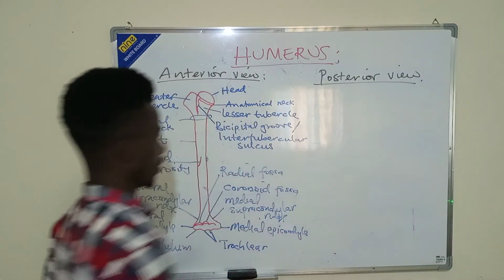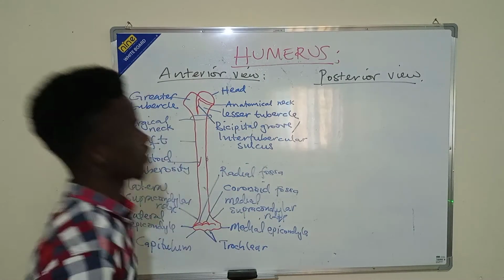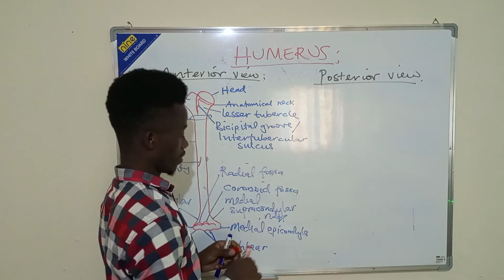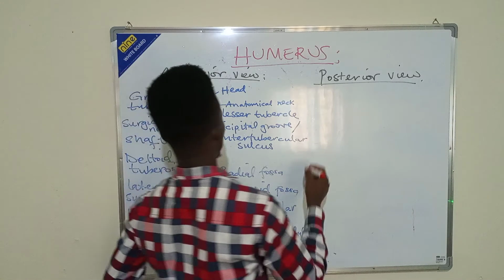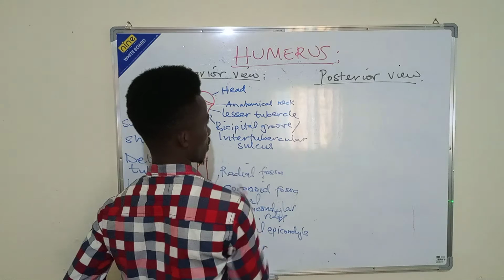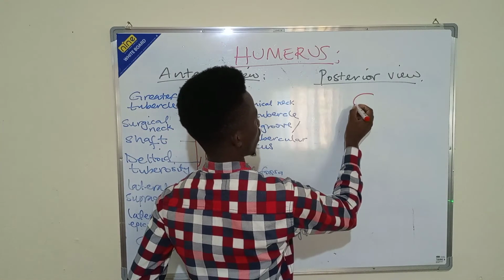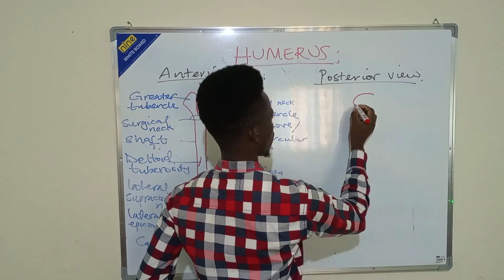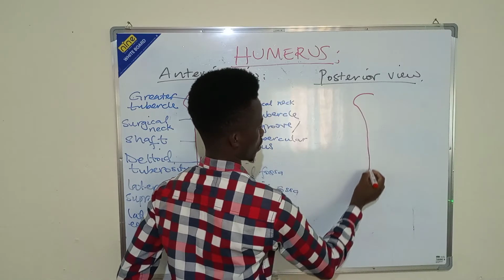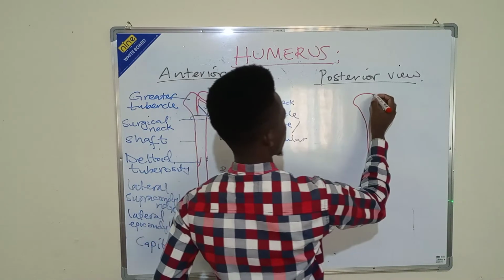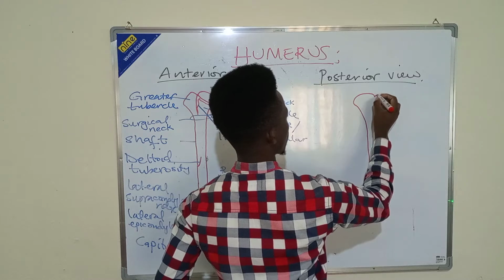So from the posterior view, viewing the same bone, we can see our half spherical head giving us the body or the shaft. Then I said there's a narrow constriction there.